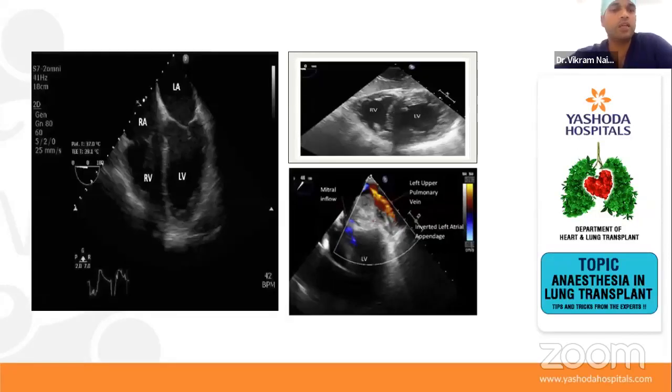So this is a TEE image showing the mid-esophageal four chamber view, showing all four chambers. The size of the RV should be measured both in the four chamber view and in the mid-papillary view. And the flow across the pulmonary vein, as you see in the right bottom image, shows the left upper pulmonary vein with the red color showing no turbulence, and the gradient should be measured across the pulmonary vein.